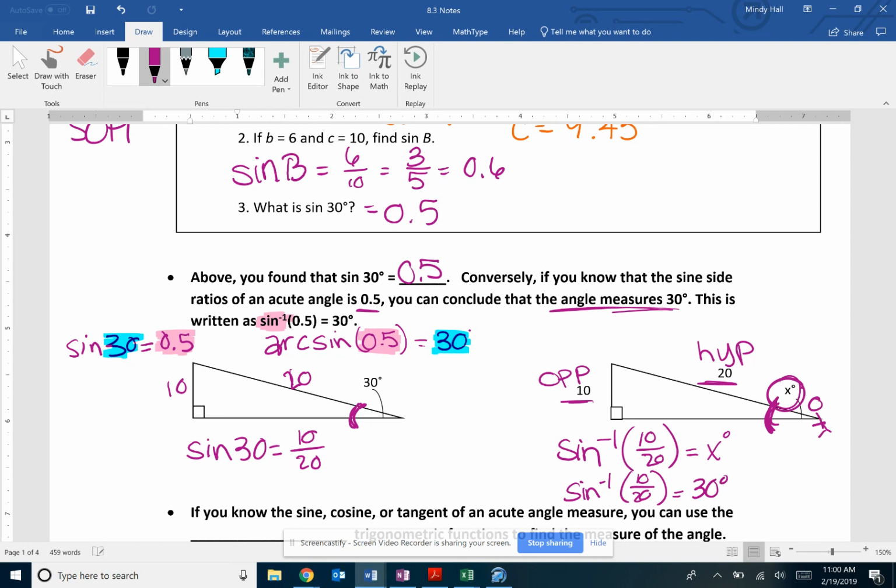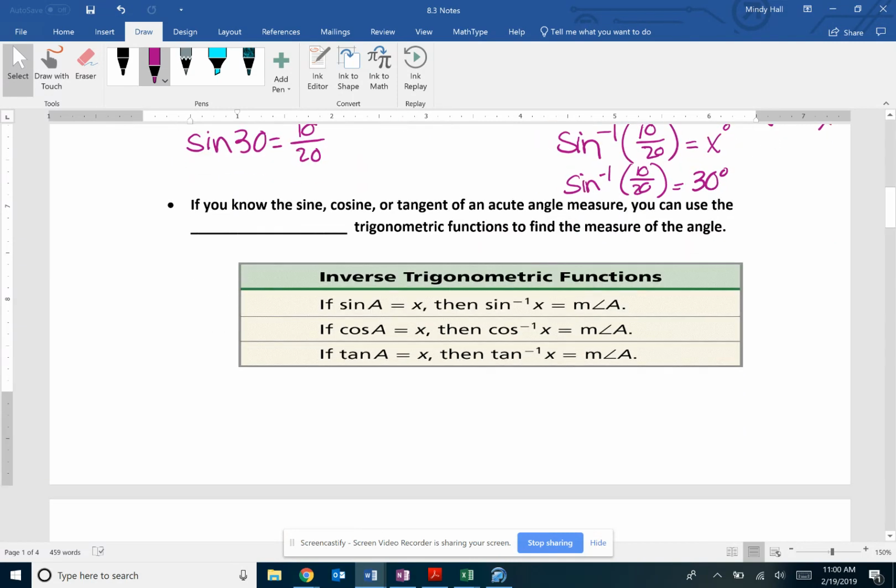Okay, if you put it into a calculator, you'll get the same answer. So if you know the sine, cosine, or tangent of an acute angle measure, you can use the inverse trigonometric function to find the measure of the angle. So if you have sine A equals x, well, now the measure of A is going to equal arcsine of x. Okay, so again, cosine A equals x. Now it's arc cosine x equals measure of angle A. And tangent of A equals x, then arc tangent of x equals measure of A.